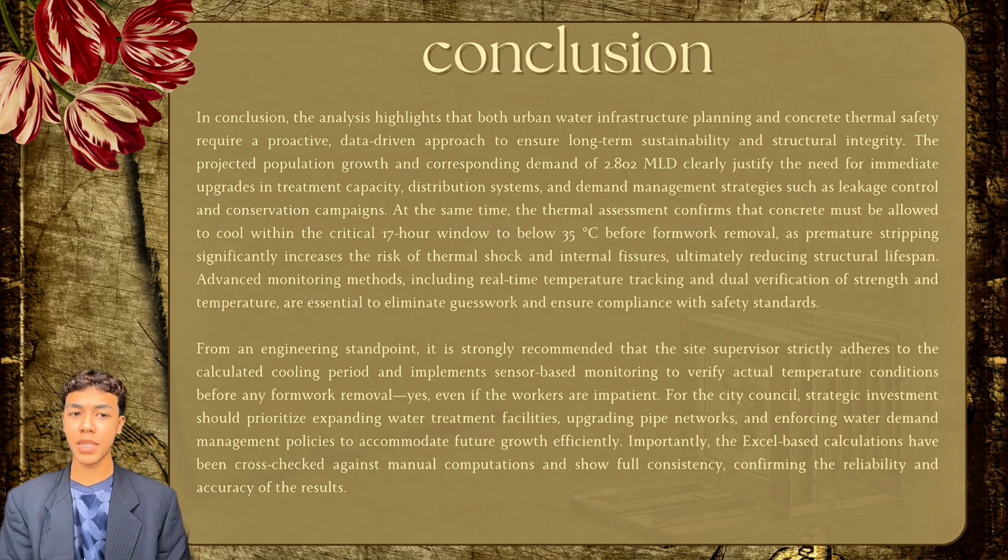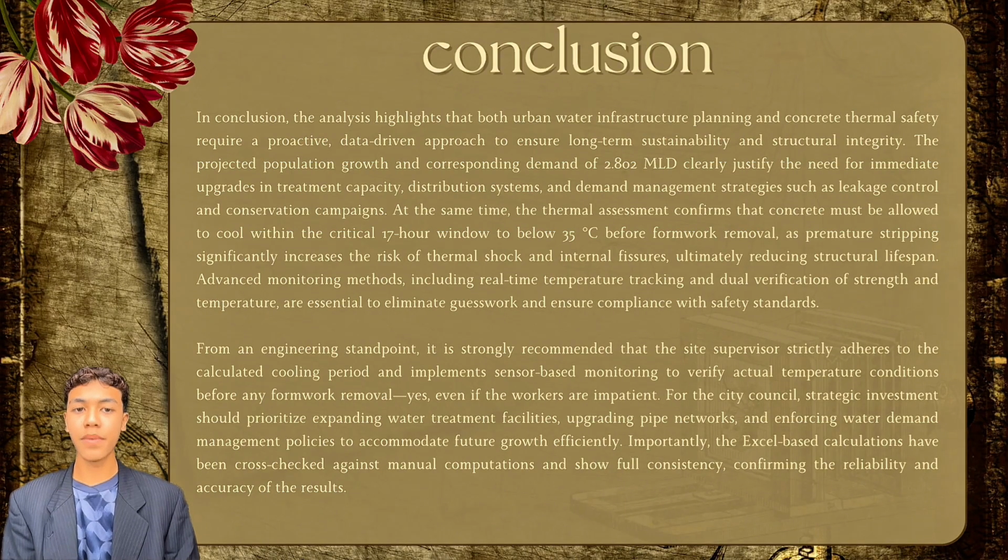To mitigate this risk, the source recommends moving away from guesswork and using two methods. The first is real-time monitoring, utilizing thermometers or sensors placed within the concrete to confirm cooling is actually occurring as expected. And the second is dual verification. Construction teams must confirm that both strength and temperature requirements are met before stripping formwork. This ensures that the concrete is not only hard enough, but also thermally stable enough for long-term performance.